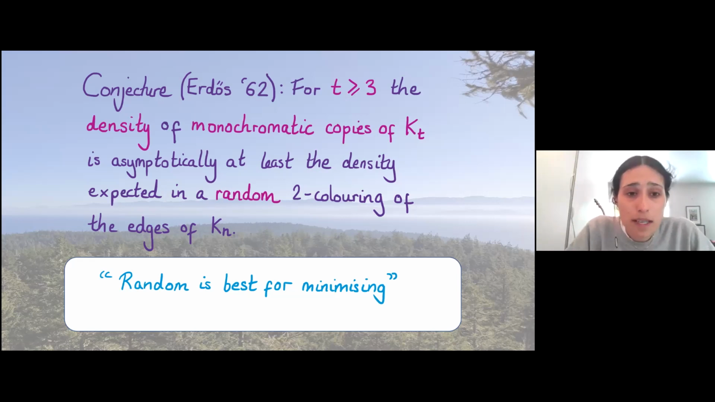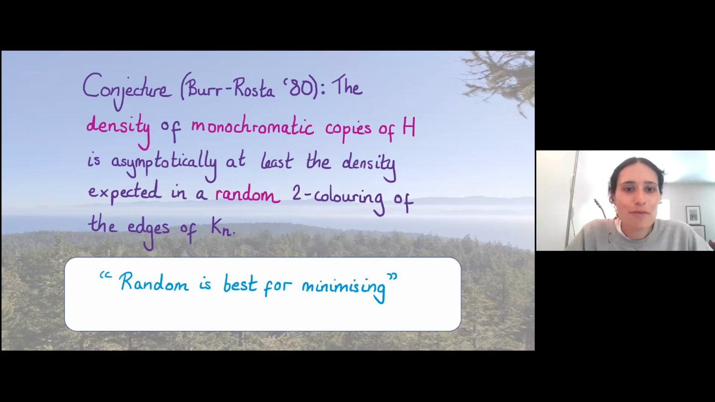So this is for the complete graph. You might also wonder, what about just a general graph? Burr and Rosta, perhaps optimistically, conjectured in 1980 that in fact this is true for any graph H. If you want to minimize the number of copies in a two coloring, taking a random two coloring is going to do that for you. So we had Erdős's conjecture, which says this is true for K_t, and we have Burr and Rosta, which conjectures that it's true for H.